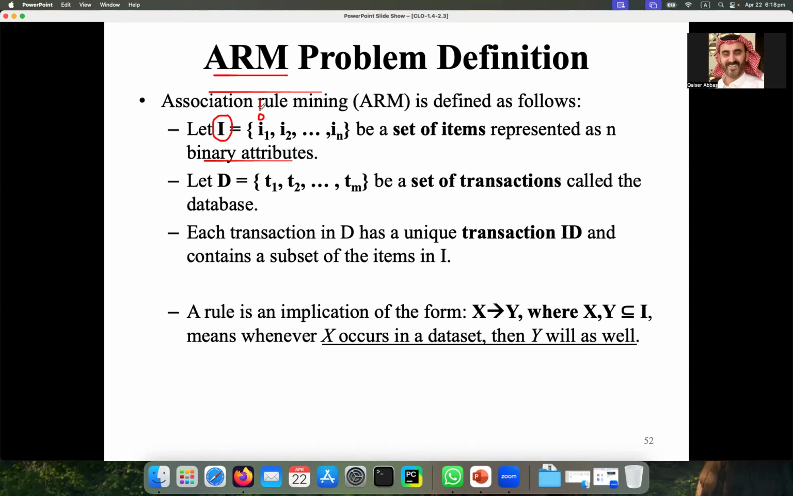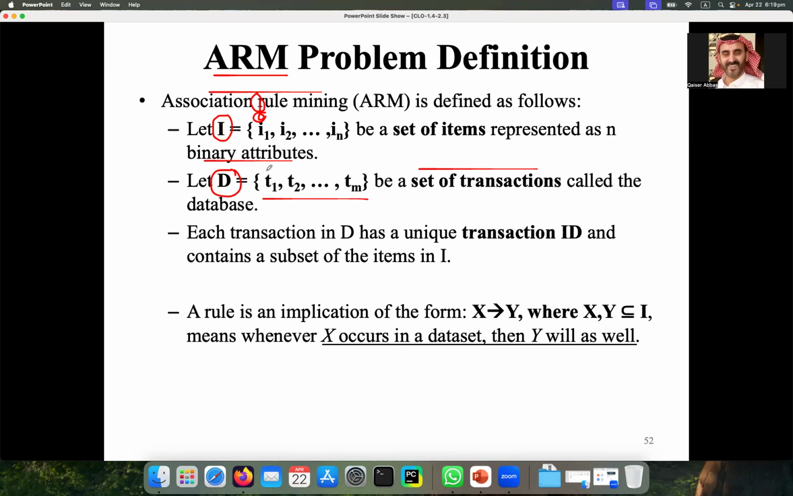And then you can have your own definitions. For example, if some customer has bought this product, you write 1. If some customer has not bought this product, you write 0. This is what it is saying. Then the second set that ARM will use is D, capital D. This D is like a database. And this D will contain transactions T1, T2, and so on up to TM. D is a set of transactions, and you can call it a database.